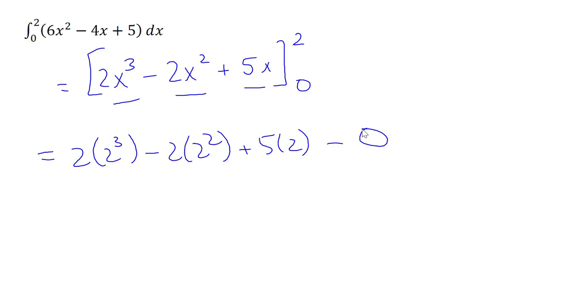And so, well, 2 times 2 cubed is, 2 cubed is 8, and 2 times 8 is 16. And then we have 16 minus 8 plus 10, which comes out to be 18.